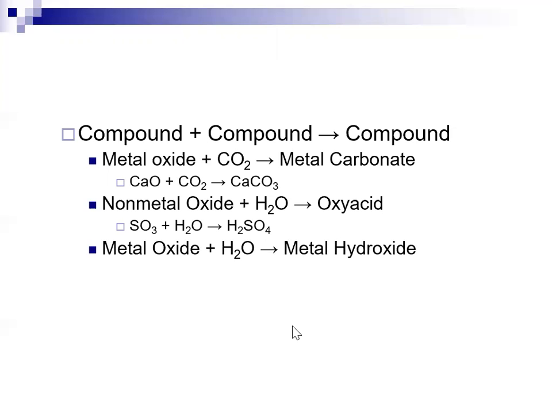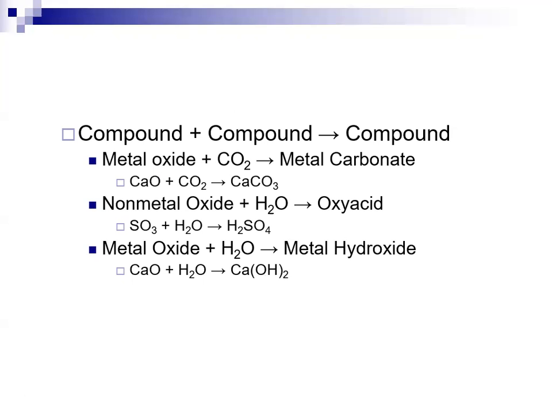A metal oxide plus water yields a metal hydroxide. CaO plus H2O yields Ca(OH)2. Now, why is this just a 1 and a 1, and why is this 1 and 2? Because you cross charges, yes.